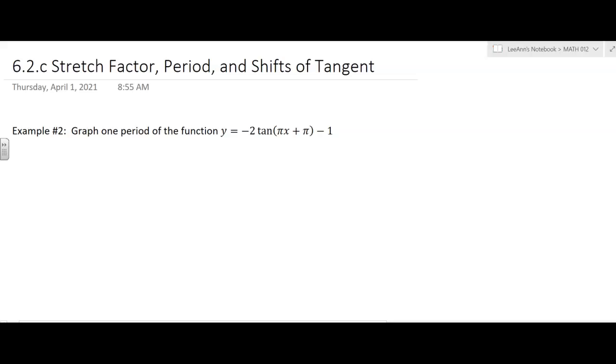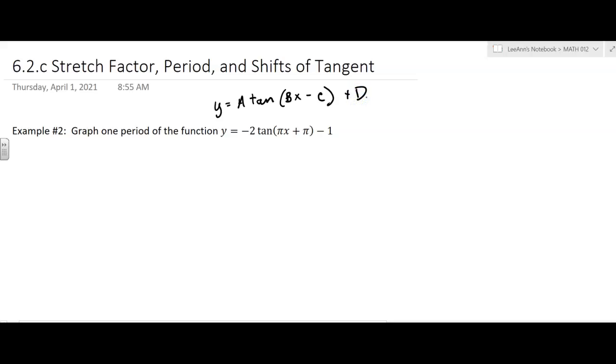Okay, so they want us to graph this over one period. It's got lots of pieces to it. It's got a change in the period and the stretch factor, and then the shifts, the horizontal shift and a vertical shift. There's more information in the book, but I thought I would just go through this. We've looked at these things before. It's in that form A tangent, not sine or cosine, of bx minus c, plus d.